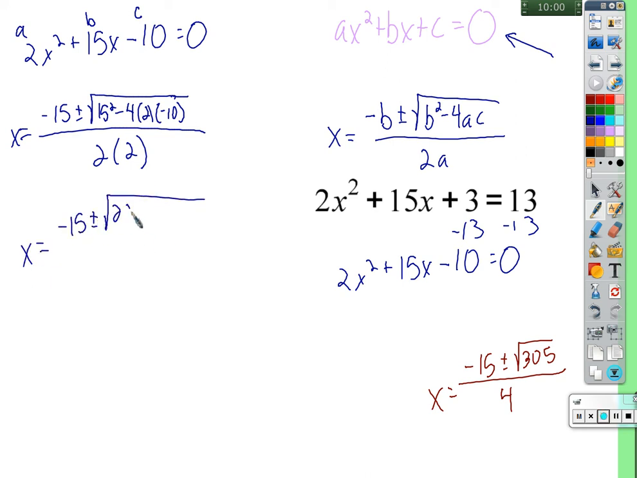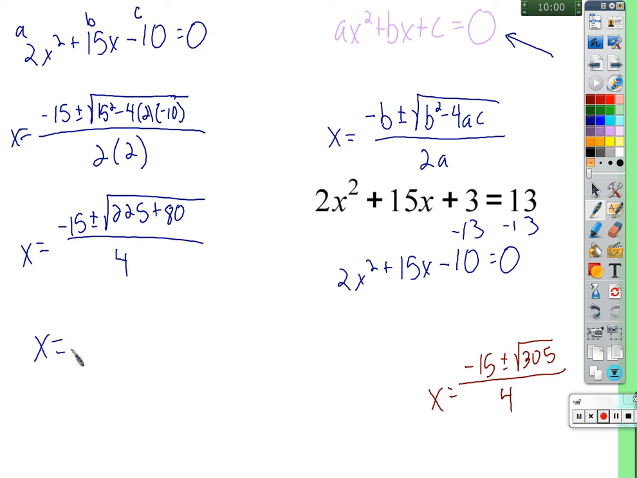Square root of 225, and this is a negative 7 to the negative is a positive. 4 times 10 is 40, times 2 is 80. I wonder if you might remember in the previous problem, there was a point at which we added 225 and 80.